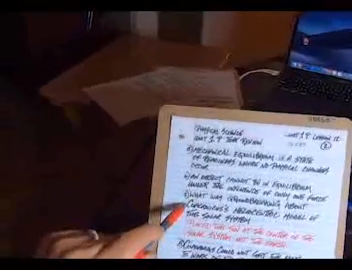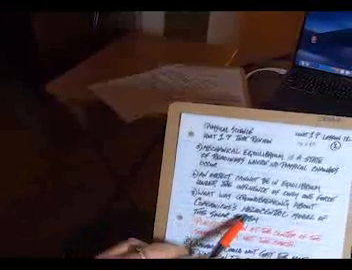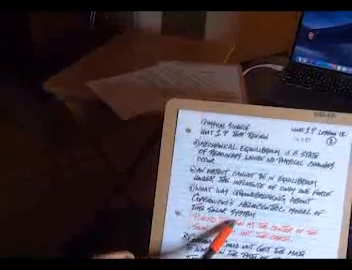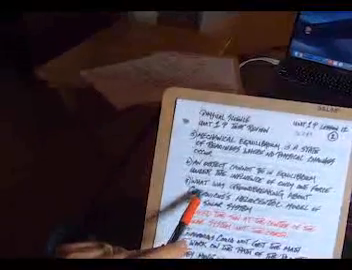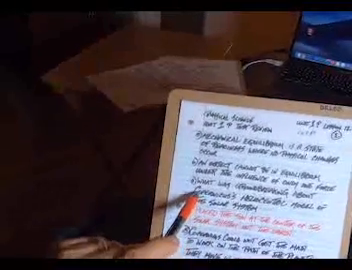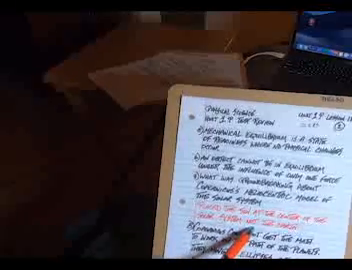Copernicus. Copernicus was the Polish astronomer. He determined in his heliocentric model of the solar system that the Earth was not the center of the solar system, it was the sun. This was a very big deal. He places the sun at the center, not the Earth.